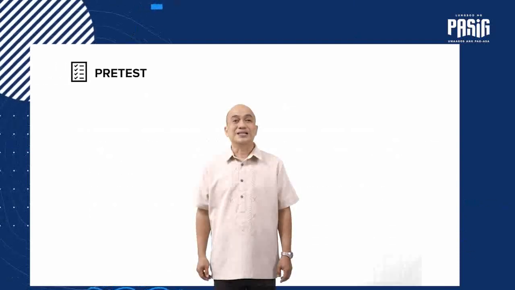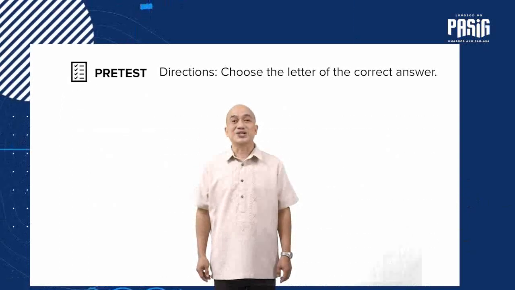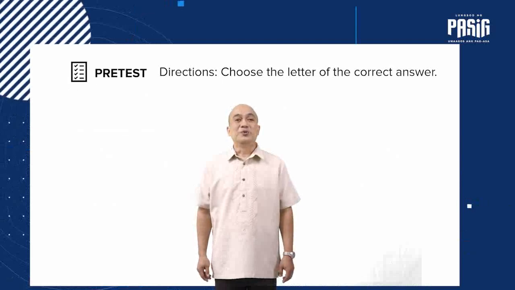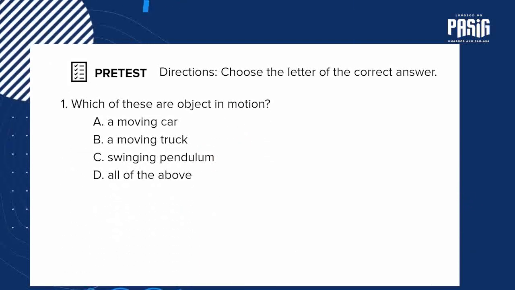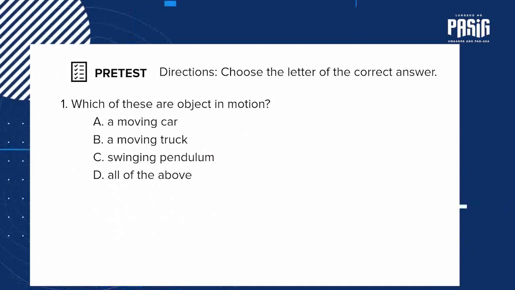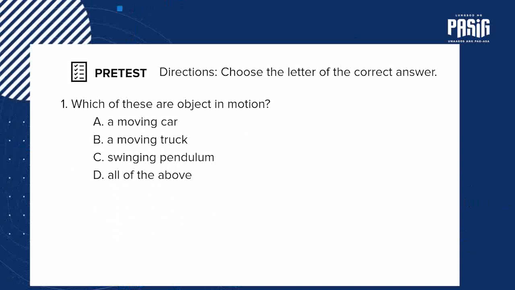For your pretest, the direction is choose the letter of the correct answer. Number 1, which of these objects are in motion? A, a moving car. B, a moving truck. Letter C, a swinging pendulum. And letter D, all of the above. Very good. The answer is letter D, all of the above.